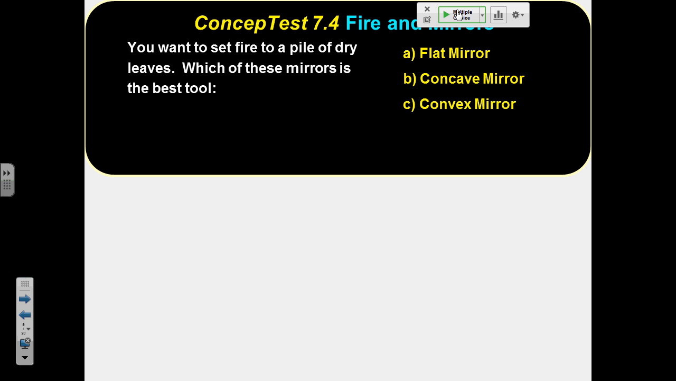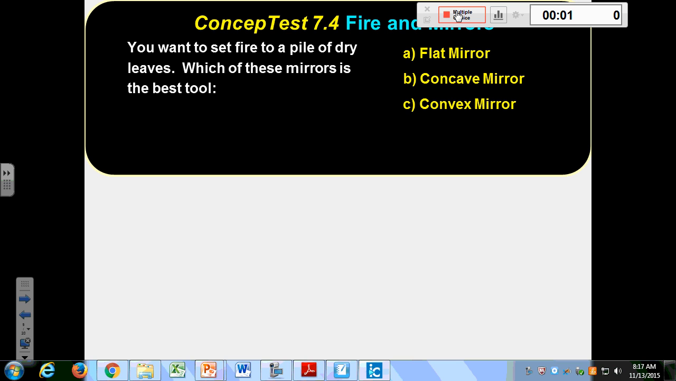So you want to set fire to a pile of dry leaves. Which of these mirrors is the best tool for you to use? The flat mirror, the concave mirror, or the convex mirror? All right, I'll stop at 28.